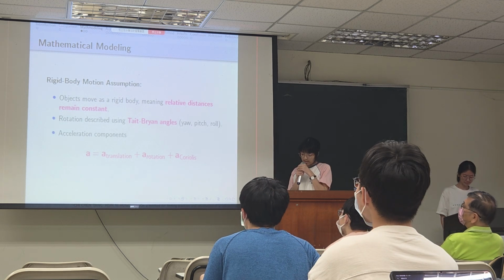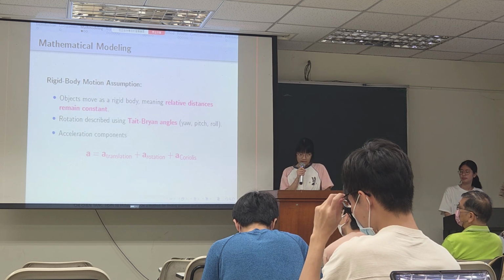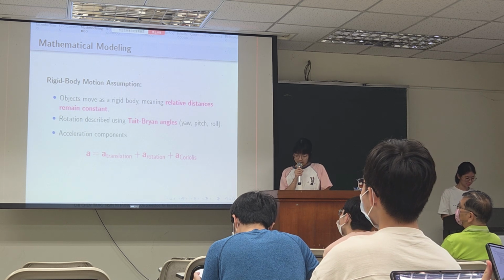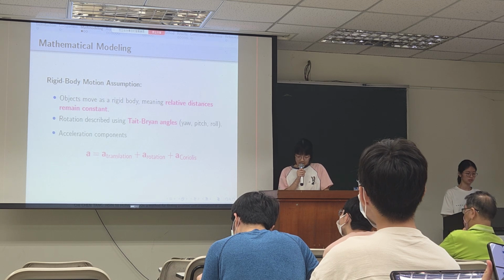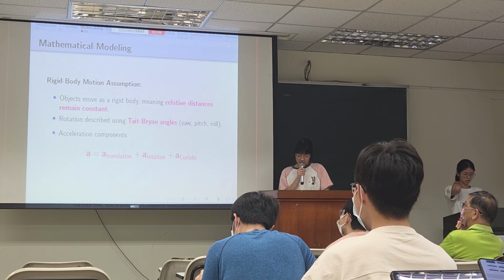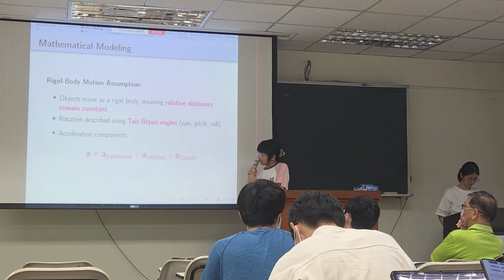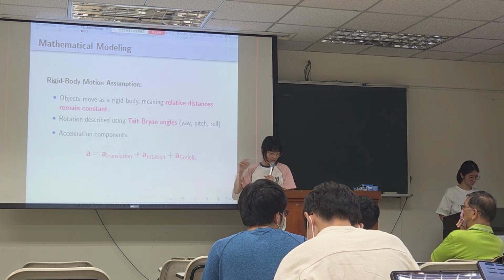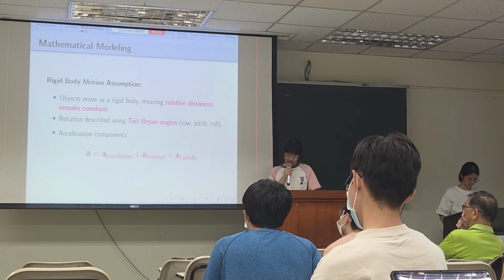To understand our method, let's start with the assumption of rigid body motion. We assume that all accelerometers are mounted on a rigid structure, meaning the relative distance between them does not change even during motion. We describe rotation using the Tait-Bryan angle convention, which consists of yaw, pitch, and roll. The total acceleration at each point is composed of translational acceleration, rotational acceleration, and centripetal acceleration, and possibly Coriolis acceleration, which is typically negligible.